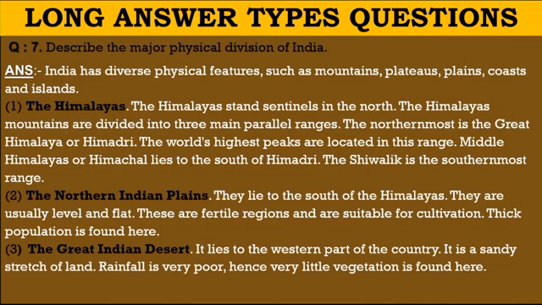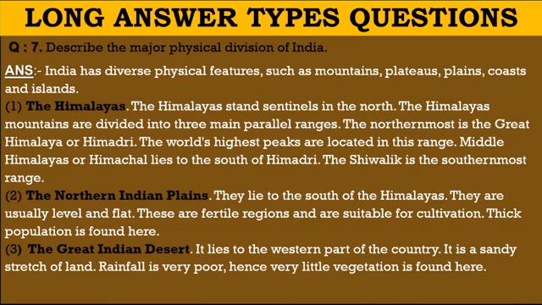Second, the northern Indian plains. They lie to the south of the Himalaya. They are usually level or flat. These are fertile regions and are suitable for cultivation. A thick population is found here.